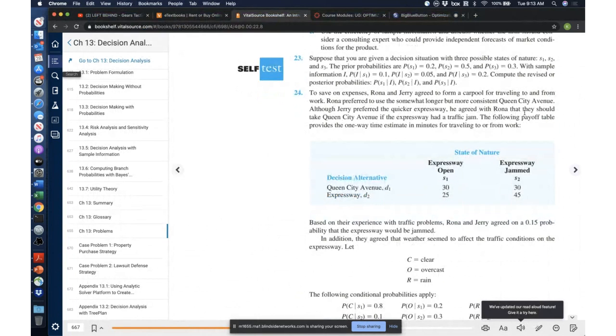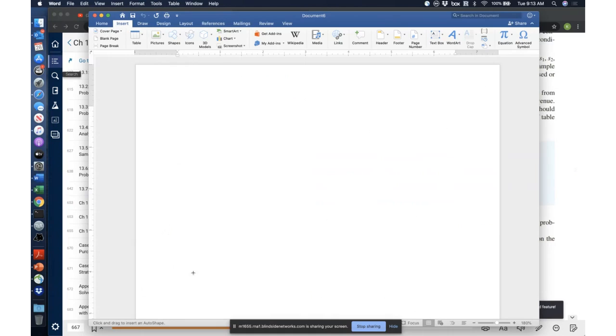You agree that they should take Queen City Avenue if the expressway has a traffic jam, but you don't know whether the expressway is going to have a jam or not, because that's a state of nature. That's the following payoff table. But one thing that you can notice is whether it seems clear, overcast, or there is rain. So that is something that you can notice, right?